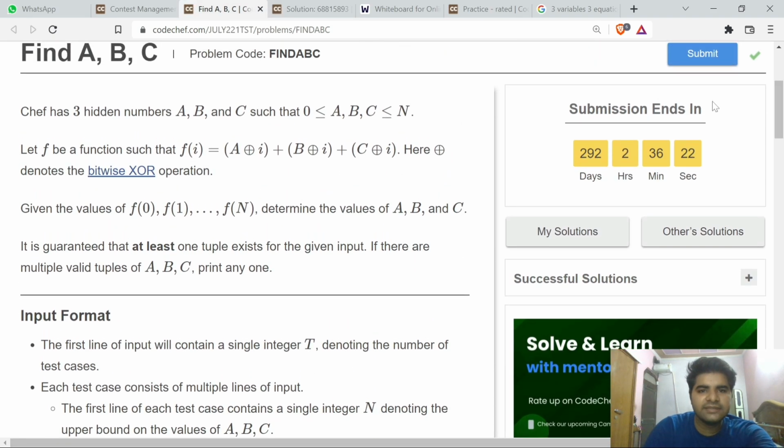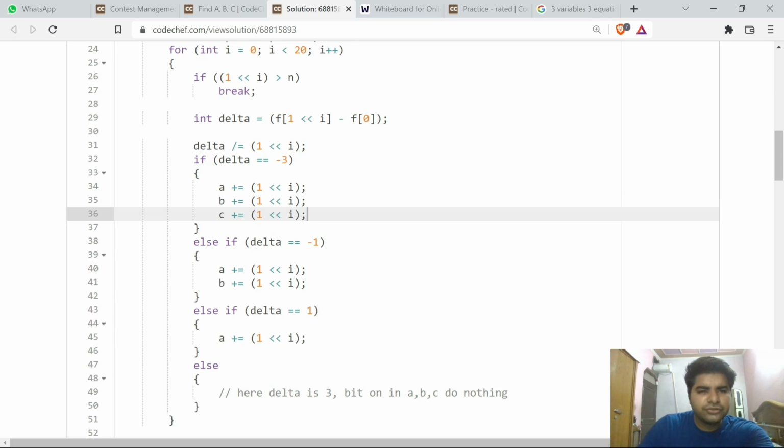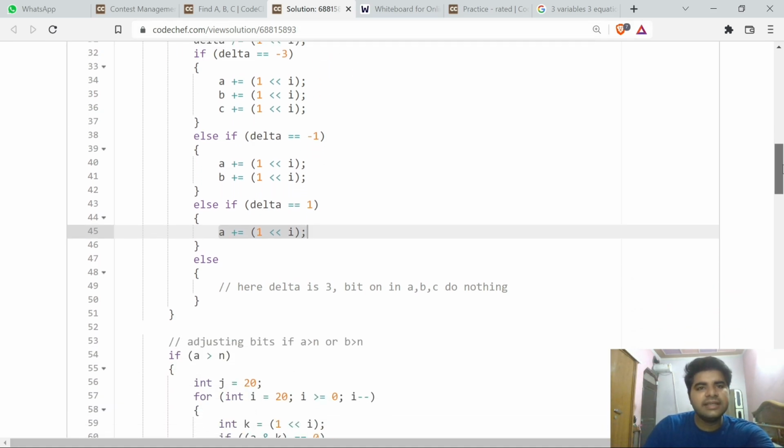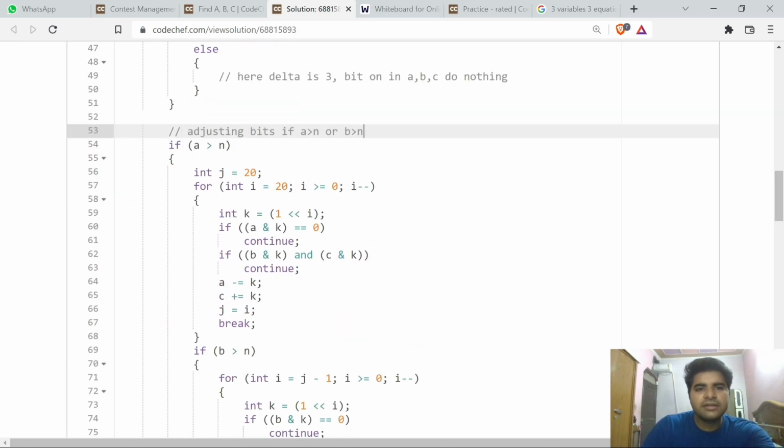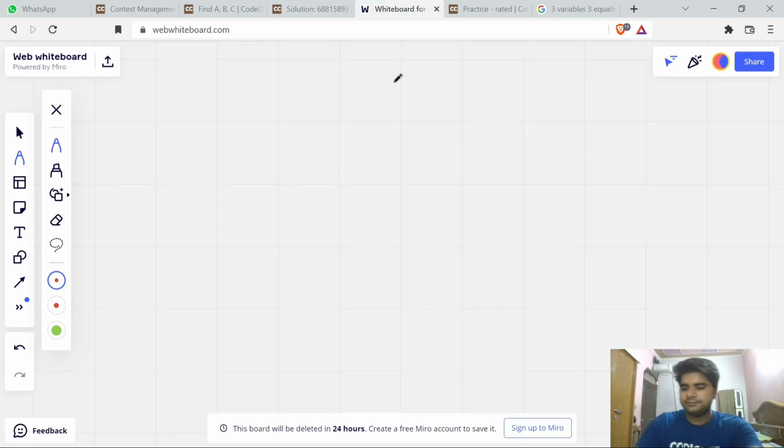But one condition it will not satisfy is this: all of A, B, C should lie in the range n. I might have incremented A too many times so that it exceeds the value n. So these values might not be in the range, but I can adjust this. So I can adjust this bit. How can I do that?